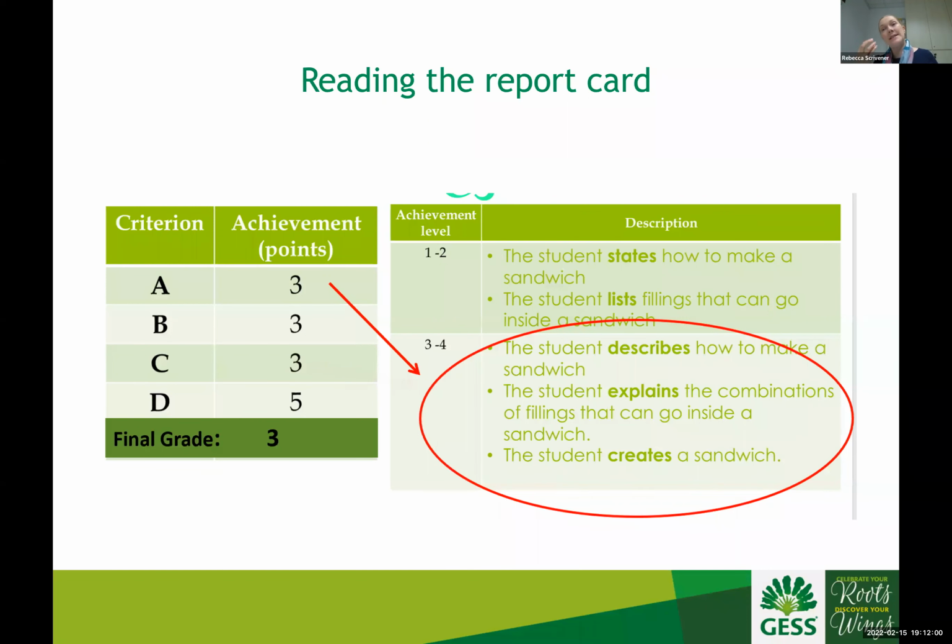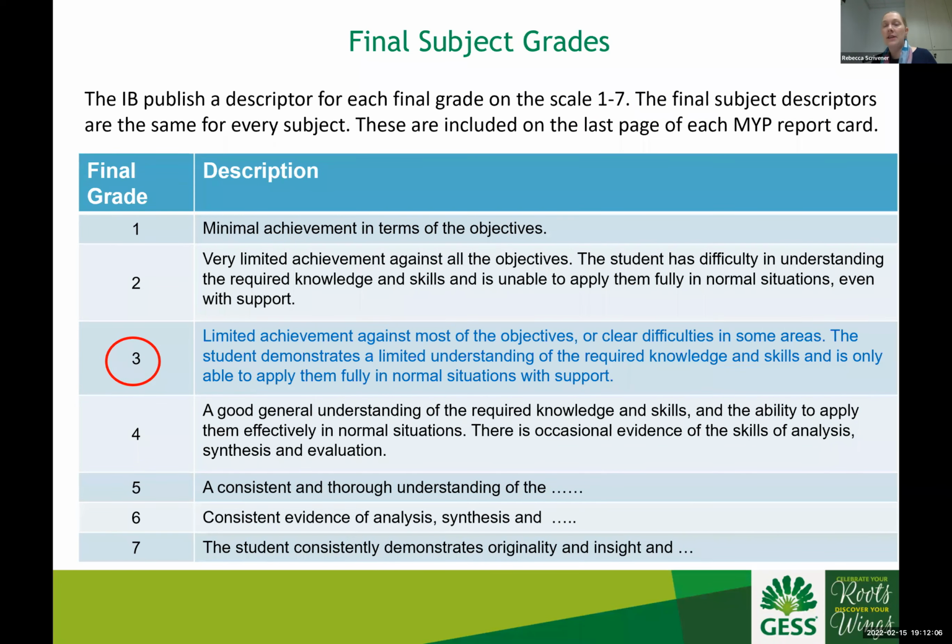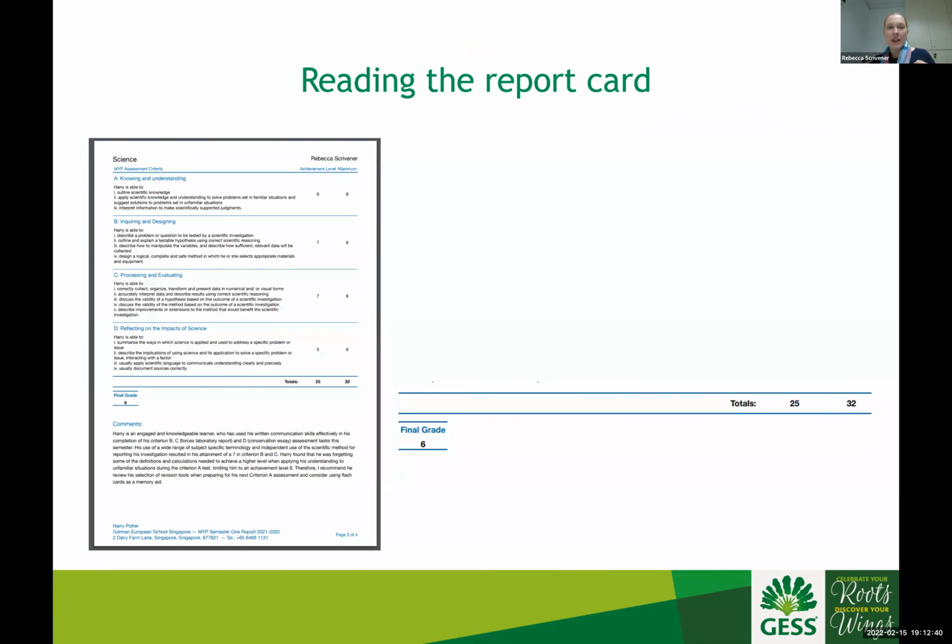The final grades also have a set of descriptors, and we show those on the last page of the report card. So these are IB published descriptors as well. So the student's final grade was a 3. What is a 3 saying about the student's overall achievement? We can reference the description at the back. So a 3 would be a limited achievement against most objectives or showing some clear difficulties in some areas. Okay, so there's a description for all.